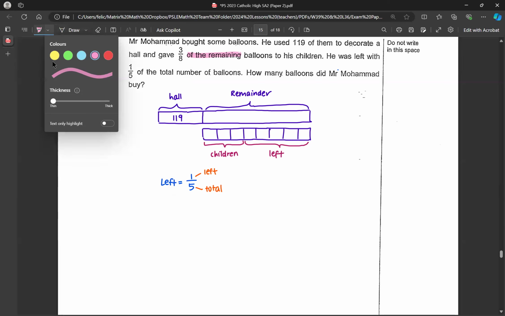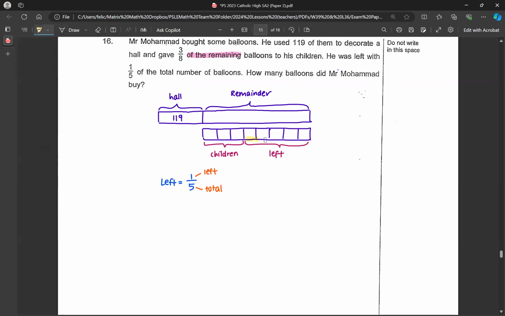Now if you look at the left here in the model, it shows 5 parts, right? But my left in the fraction shows 1. So you need to make sure the left has the same number of units in both, which means you have to make adjustments. Either you adjust the fraction, or the model, or sometimes both, to make sure the number of units matches. In this case, you only need to adjust the 1. You don't have to adjust the model.